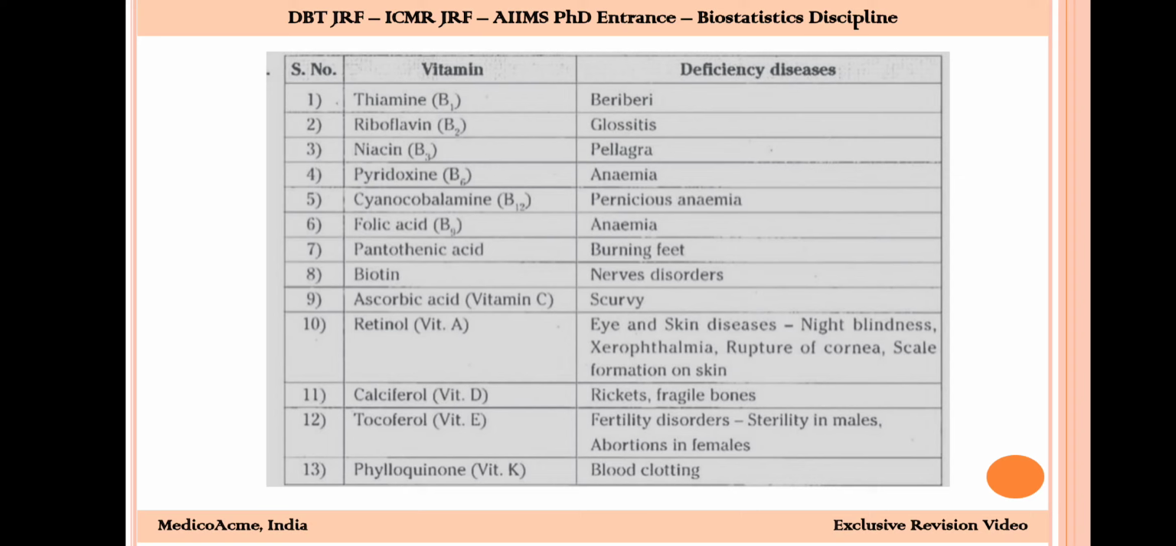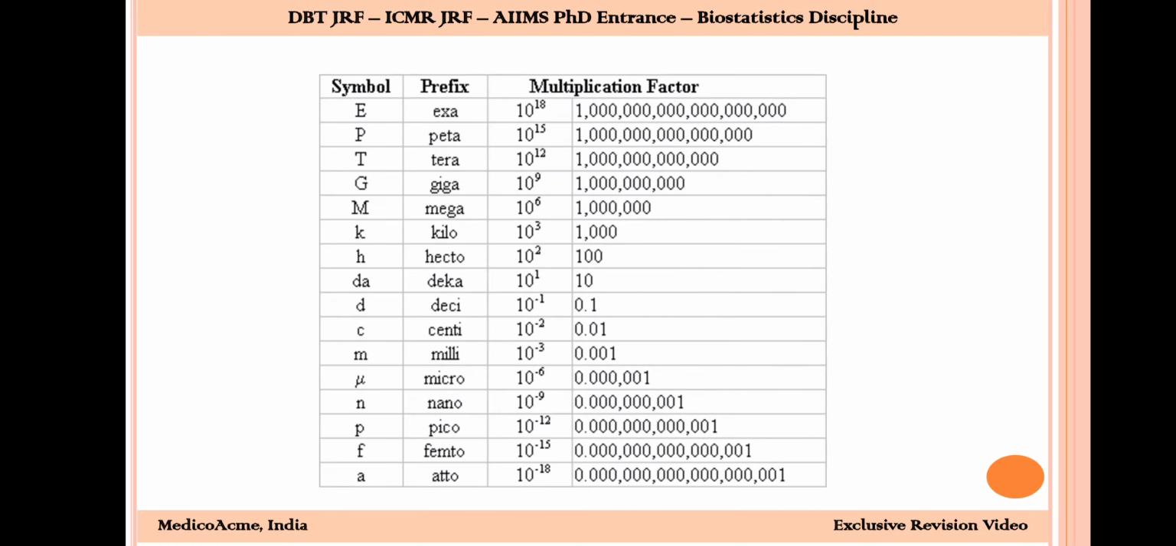Tocopherol deficiency causes multiple kinds of syndromes, basically fertility disorders in females and males. Phylloquinone, vitamin K, deficiency causes clotting problems, so blood clotting problems. You can remember this, as it is sometimes useful in the examinations.